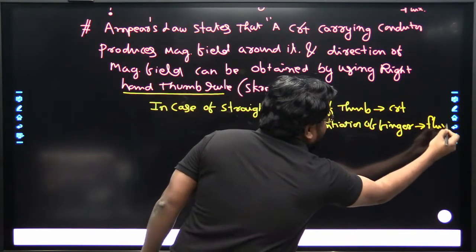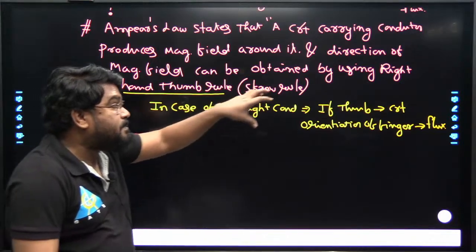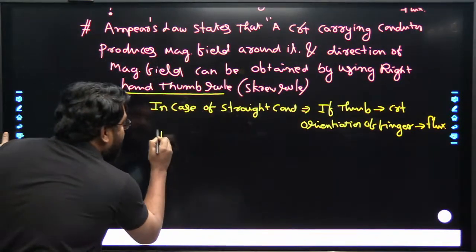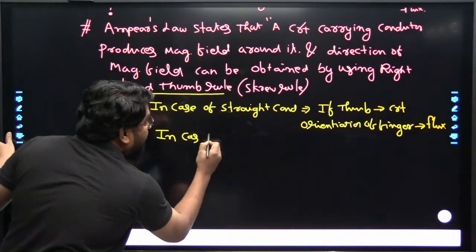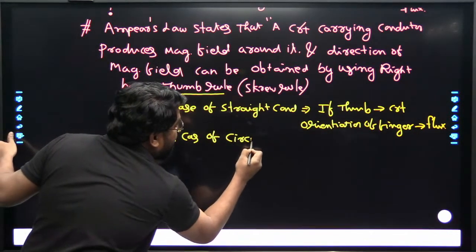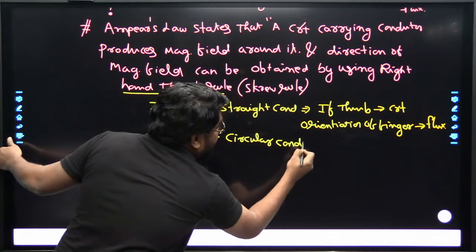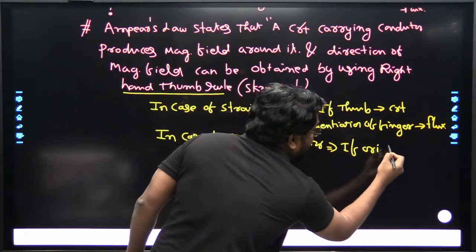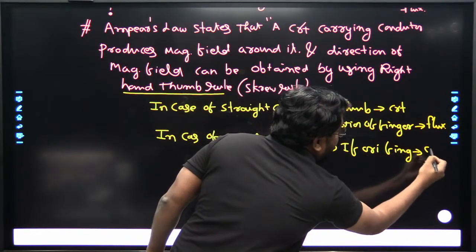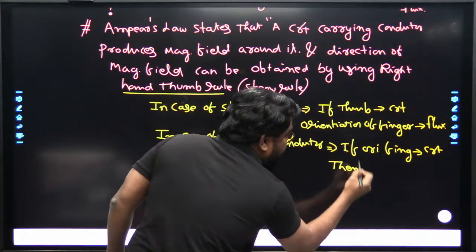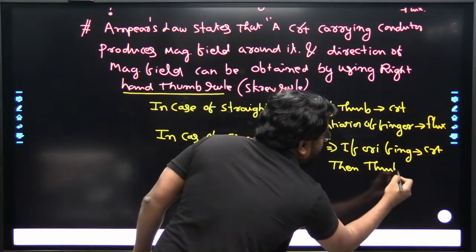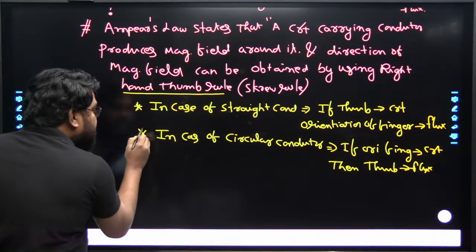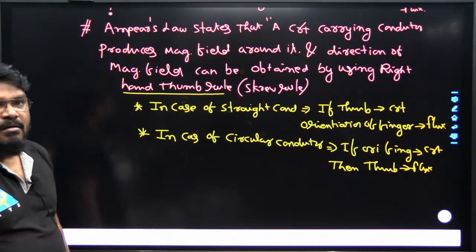So if we know the current direction, then you can find out the flux direction in case of the straight conductor. Similarly, in case of the circular conductor, that means a coil, how do we find out? If the orientation of the fingers indicates the current direction, then the thumb indicates the flux direction. So this is the difference between the straight conductor and the circular conductor. All of you clear my point?